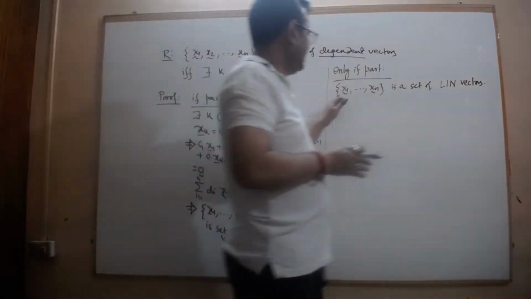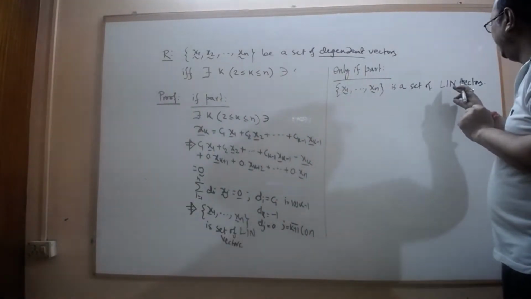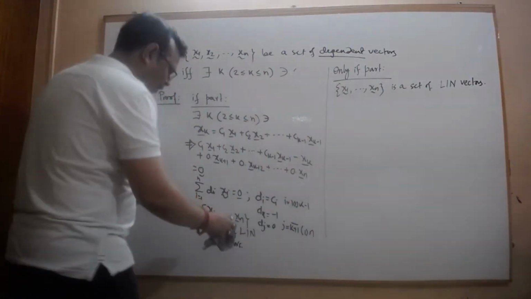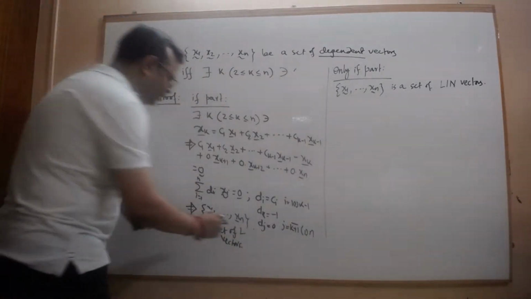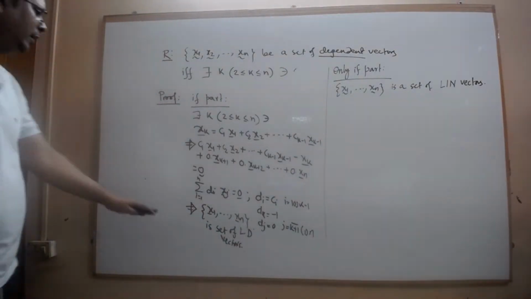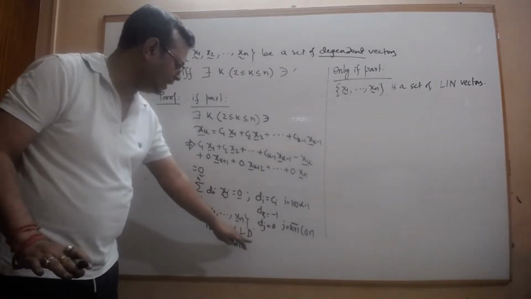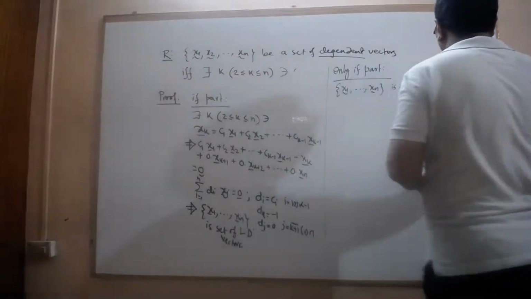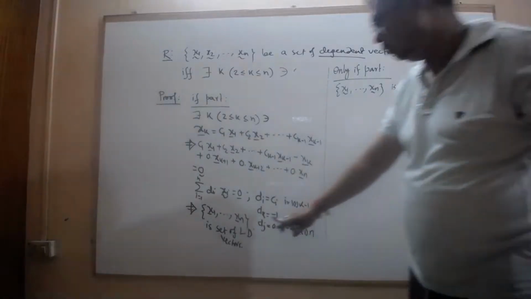So since this thing is a set of linearly dependent vectors, one thing I need to rectify. This means this is a set of linearly dependent vectors, not independent vectors. This is my mistake. Sorry. Please rectify this thing. This is linearly dependent vectors. LD, linearly dependent vectors. I write it in short. You write in full form.